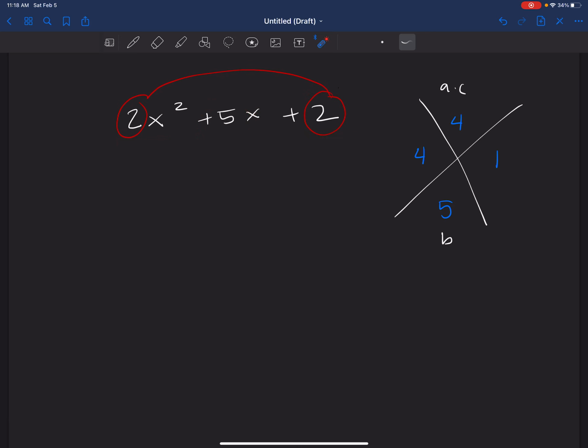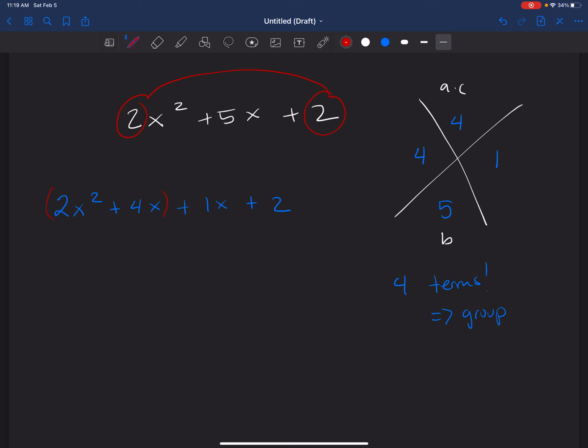You can agree that there's a 4x, and this is a 1x, and 4x plus 1x is going to give me 5x, and that's what I'm going to split up. So I'm going to get 2x squared plus 4x plus 1x plus 2. And then since I have four terms, I can go ahead and just group. So I'm going to factor by grouping, and then I'm going to go ahead and find the GCF.